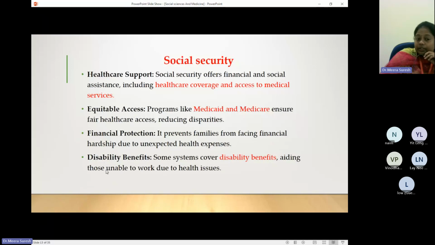Then there are also governments which provide disability benefits. Not all governments or all countries, but certain countries. So here is where the health policies will help. When we say social security, in the initial slides we were talking about the policy, the health policy set by the government. This is the thing, like what I told you in India, the government is supporting BPL people.